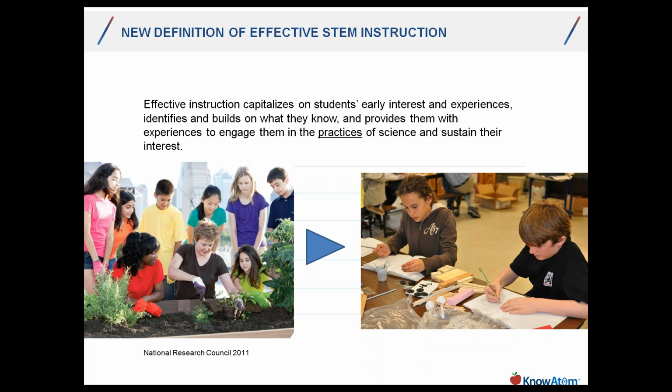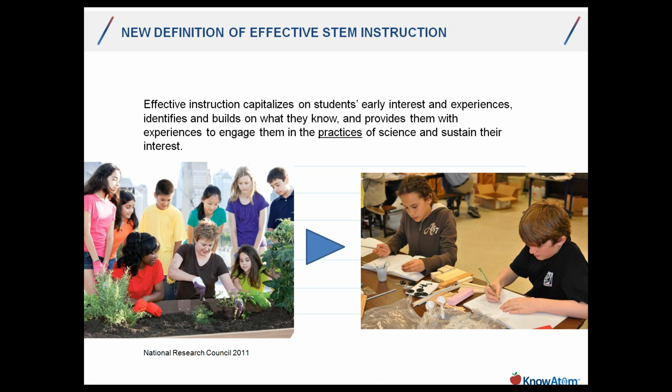So just to unpack that for a second, that effective STEM instruction starts early. It's pre-K on up, okay? It identifies and builds on what they know. It's intentionally nurturing. It's scaffolding. And it provides students with experiences to engage them in the practices. And by practices, we mean those 8 things we were talking about, those skills specific to science and engineering. In such a way, it sustains students' interest.